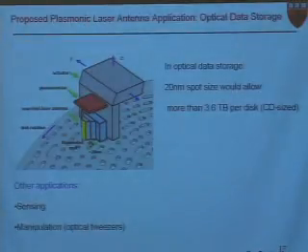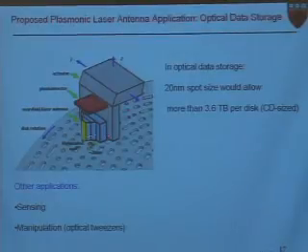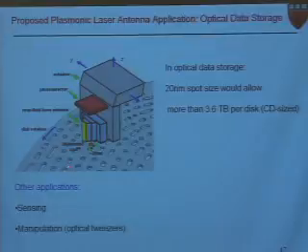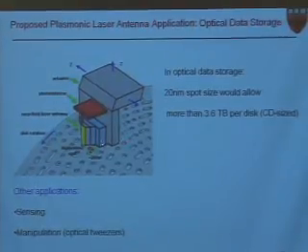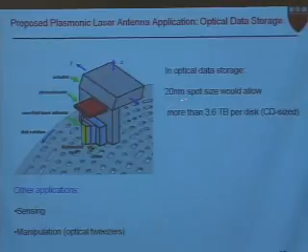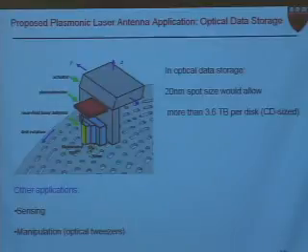But we think there's a lot of possibilities. And one idea would be to use this in optical data storage. Now, certainly we're not there yet, but one idea would be to take one of these devices and position it above a disk. And currently we're at 40 by 100 nanometers. If we could get that down to a 20 nanometer spot size, and if we could write bits on a disk, then we would be able to store more than 3.6 terabytes in a disk the size of a CD.